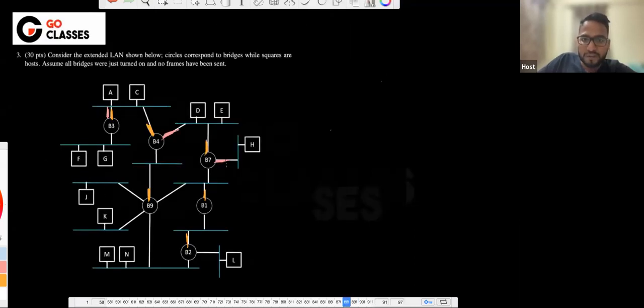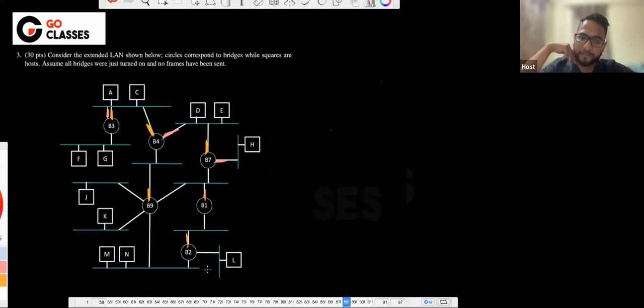This color I am using for H. When M sends to H, in this case, let's suppose it is going through B9 or maybe B2. I think whether it is B9 or B2 will be based on the criteria of what the designated bridge is, right? I think it will prefer B2, because B2 must be the designated bridge if this is the root bridge.